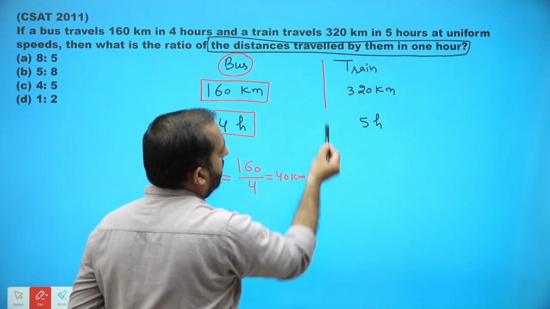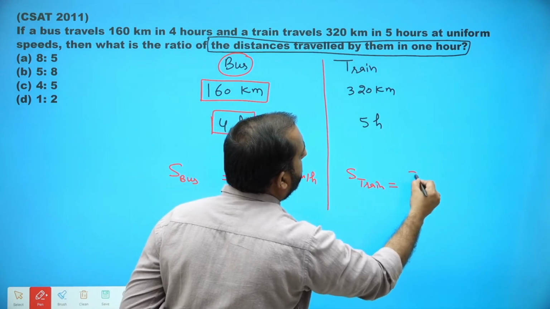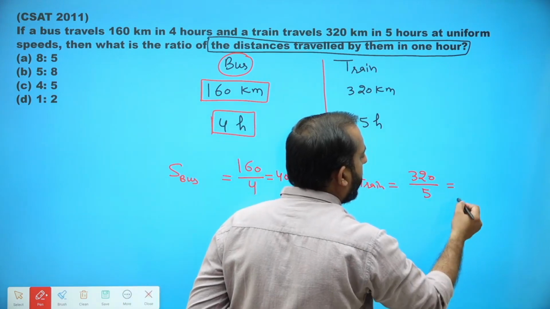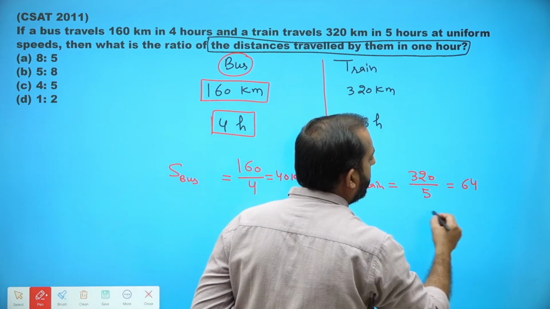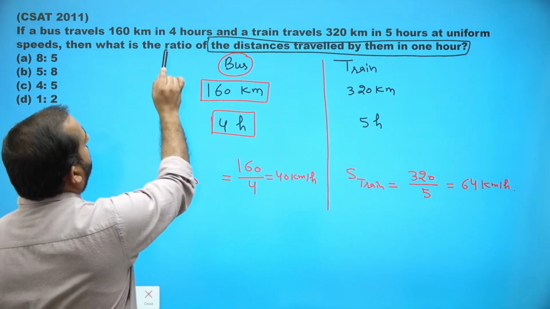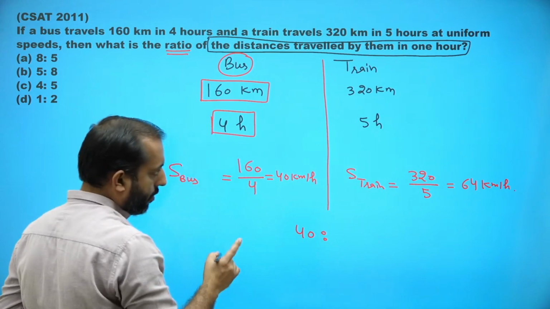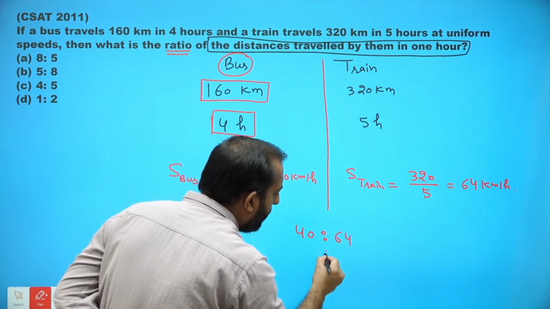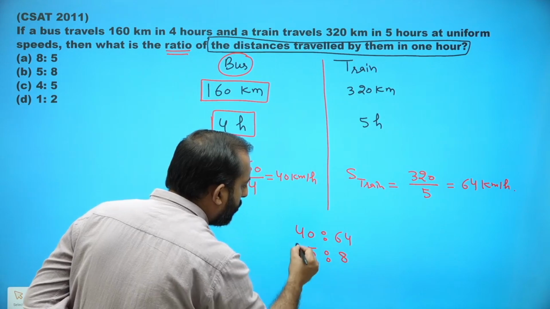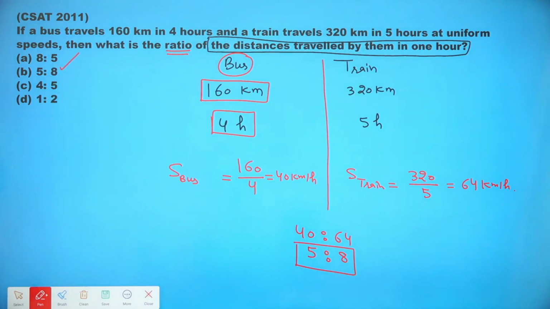Let's talk about the train. Speed of the train should be equal to distance traveled by the train, which is 320, upon time taken by the train, which is 5. So 5 6s are 30, 5 4s are 20, so 64 kilometer per hour. What we are looking for? We are looking for their ratio. The speed of the bus is 40, and the speed of the train is 64. So 8 5s are 40, 8 8s are 64, so the ratio should be 5:8. Option B should be the right choice.